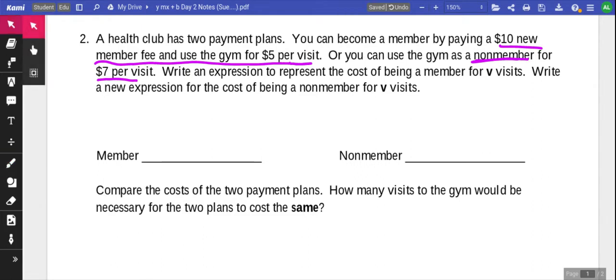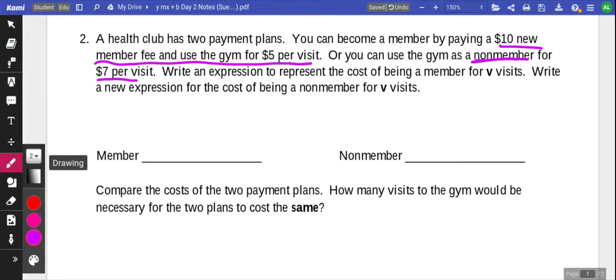So for each one, it wants me to write an expression, right? Something that represents how much it's going to cost per visit, depending on whether I use the member plan or the non-member plan. Okay, so the member plan, remember this is the first one, so I would pay just $10 for that membership and then $5 per visit after that.